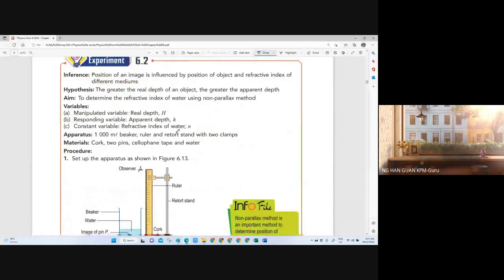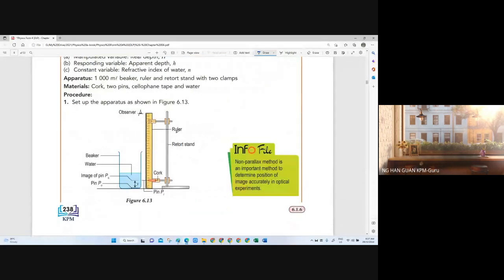I'm not sure whether this will come out in the exam or not, but it seems like a very high possibility to me, because the apparatus is very simple and easy to get for all schools. We just need a tall beaker with water, pins, a ruler, and a retort stand. With only these we can conduct the experiment already.